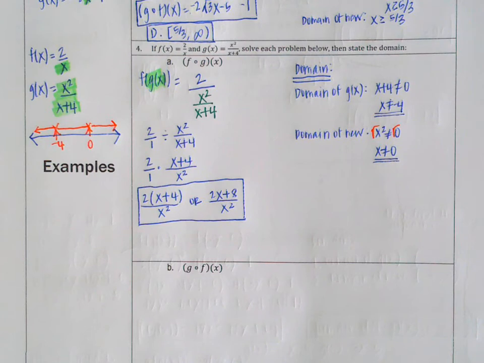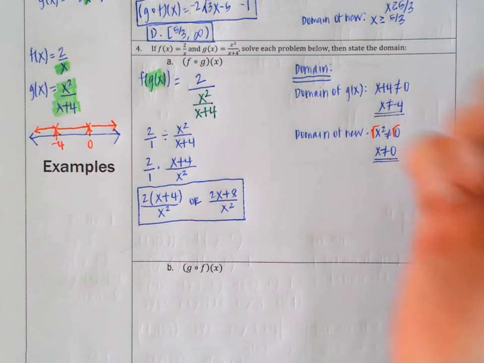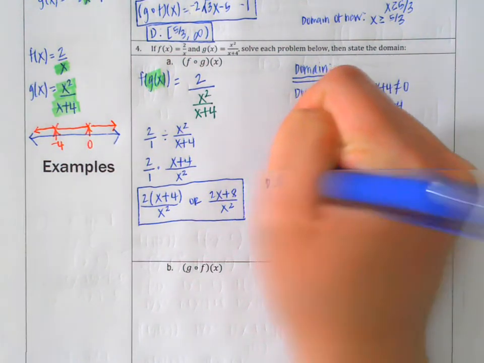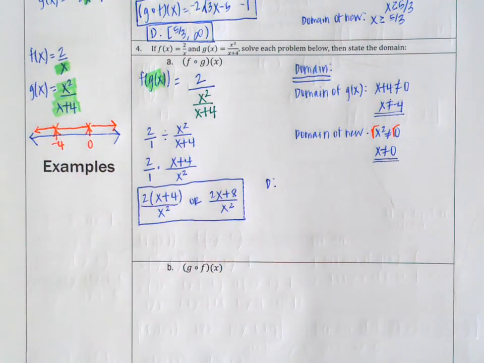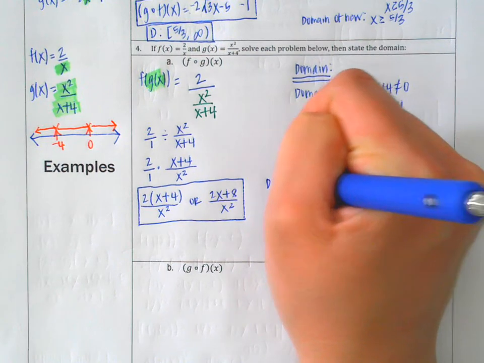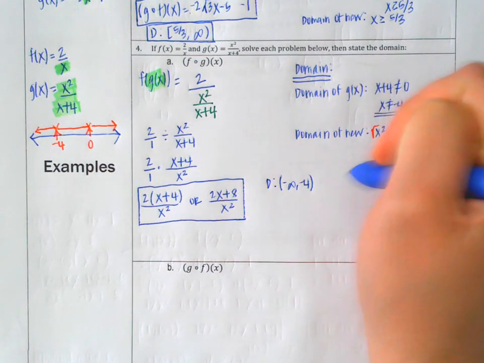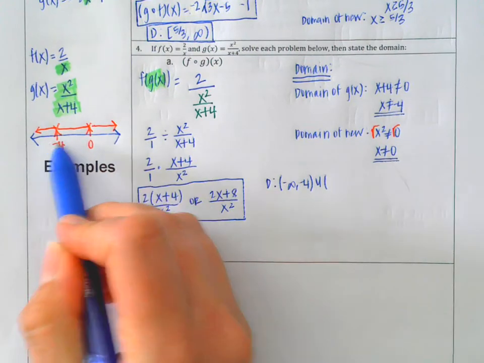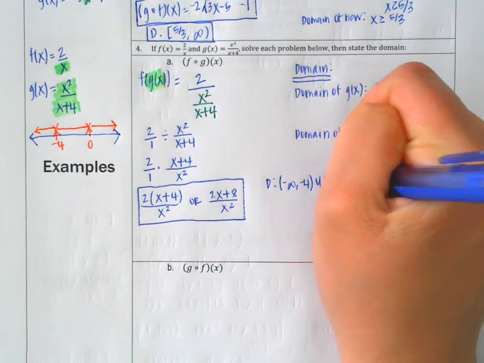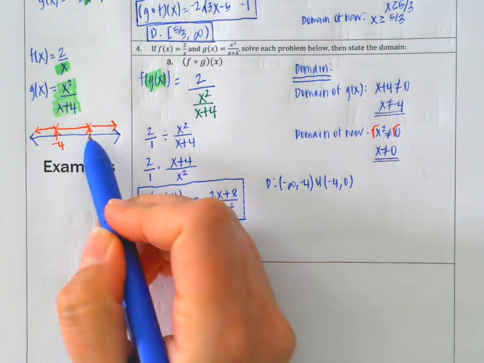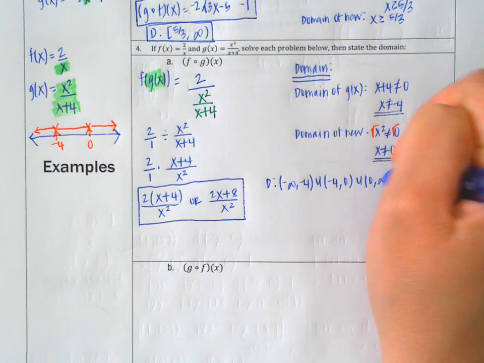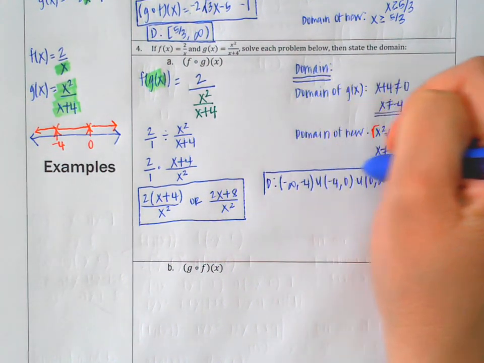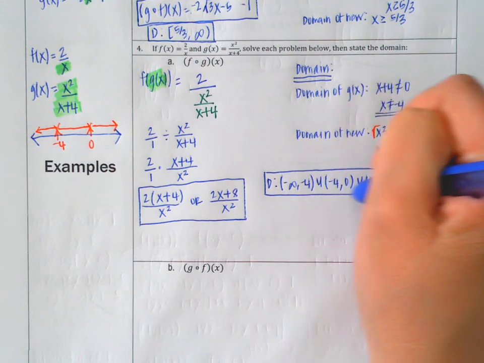So the way that we would write that, the domain here would be -infinity to -4, but it can't be equal to -4, so we use a parenthesis. So -infinity to -4, union, -4 to 0. Again, we're all using parentheses. And then 0 to infinity. And that is my domain. It's my final answer.